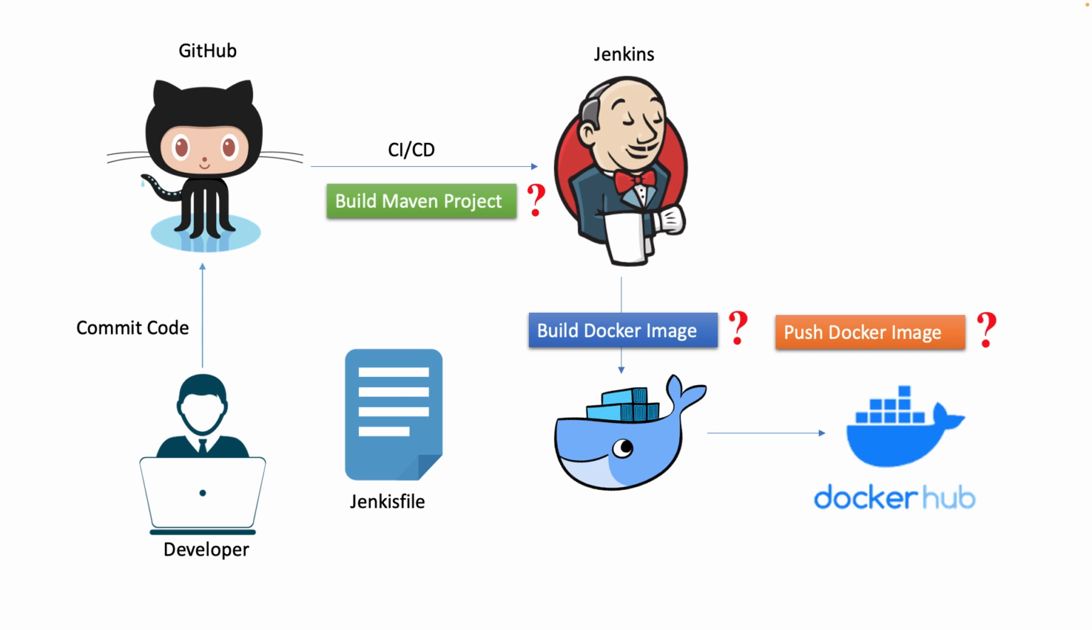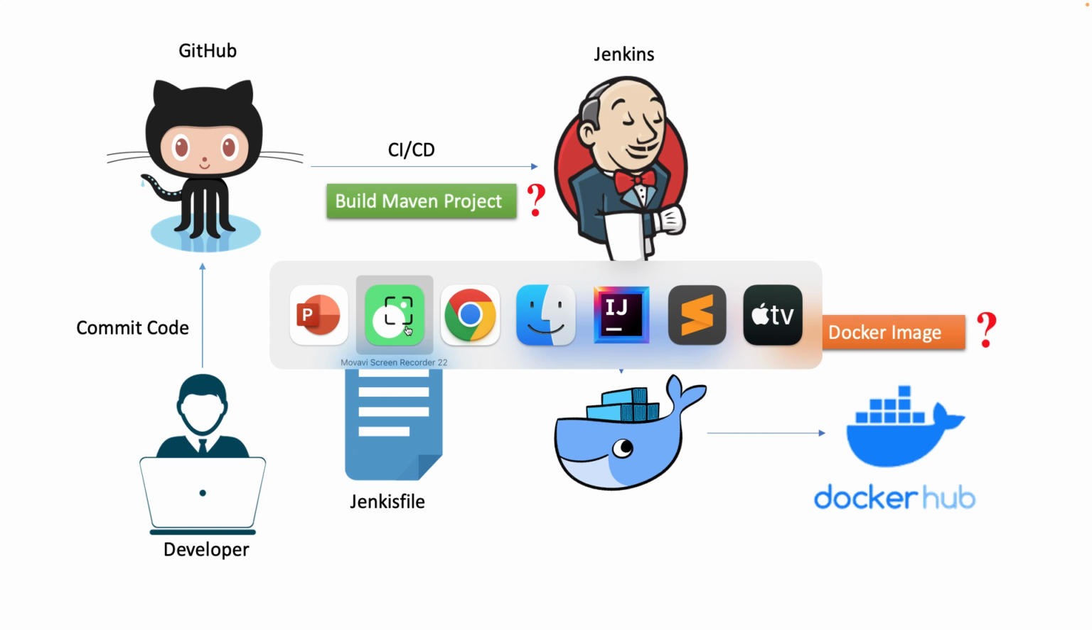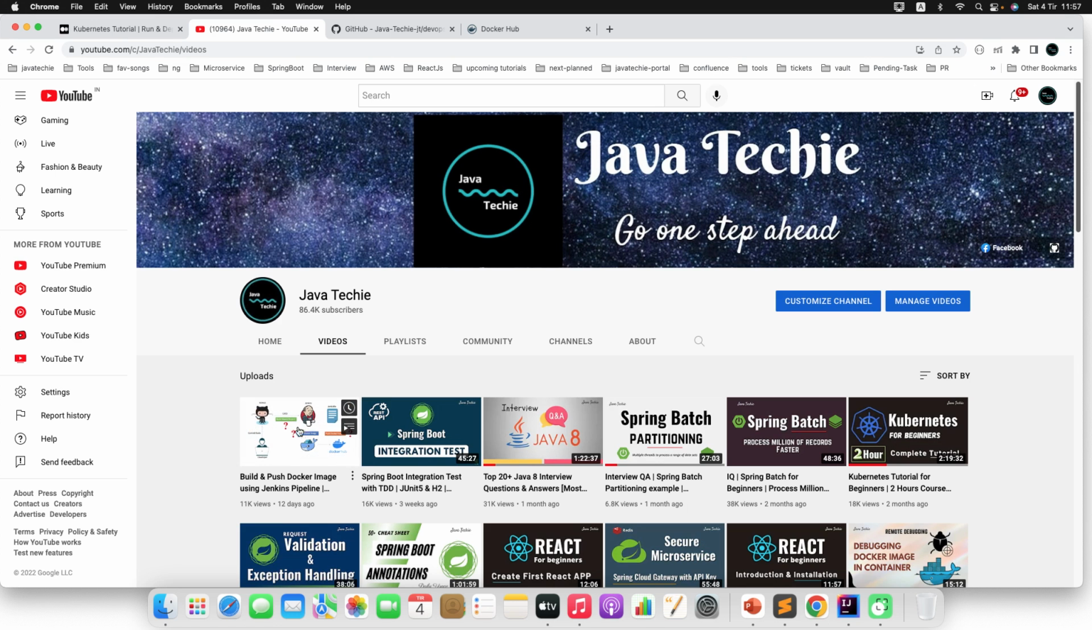In our last tutorial, we discussed how to build and push a Docker image using a Jenkins pipeline, right? If anyone is not aware of that, please check out my last tutorial. I will also share the link in the video description so that you can refer to it.